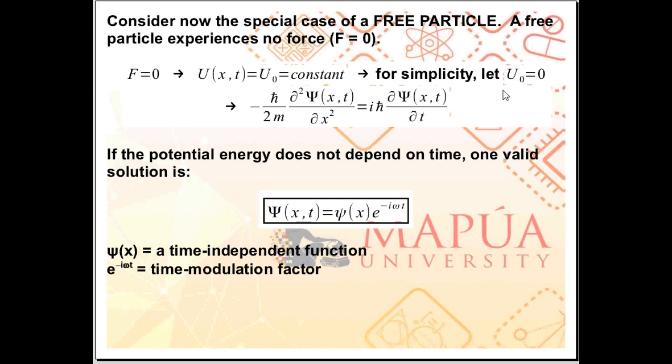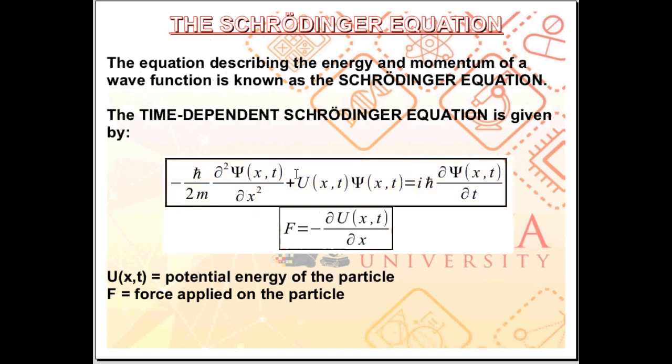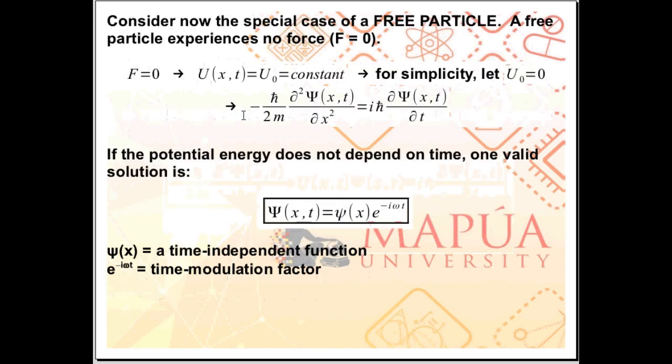If we let U be equal to 0, U times psi will be equal to 0. We get the following equation. Negative h bar over 2m, double partial differentiation of psi with respect to x is equal to i h bar, partial differentiation of psi with respect to time.